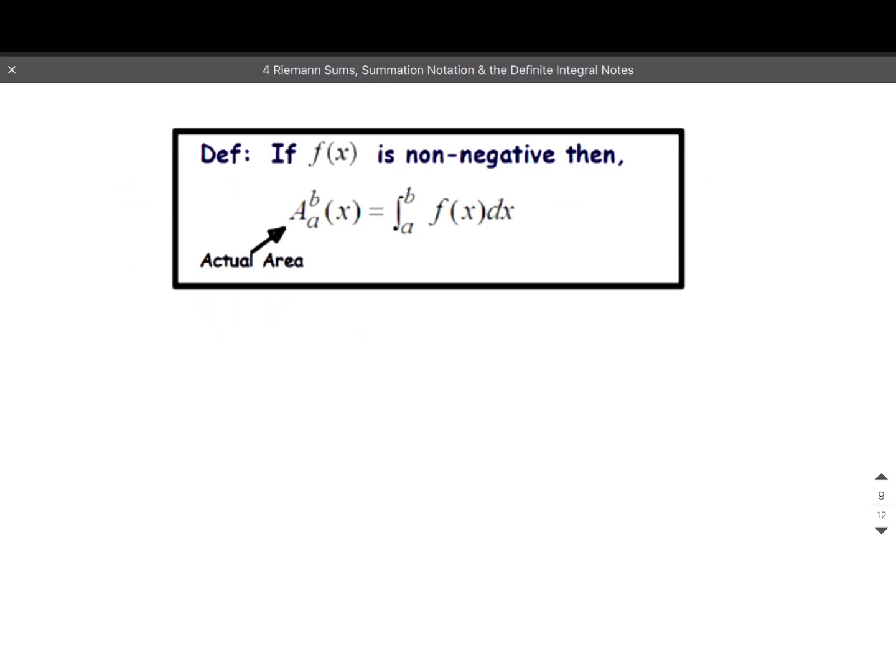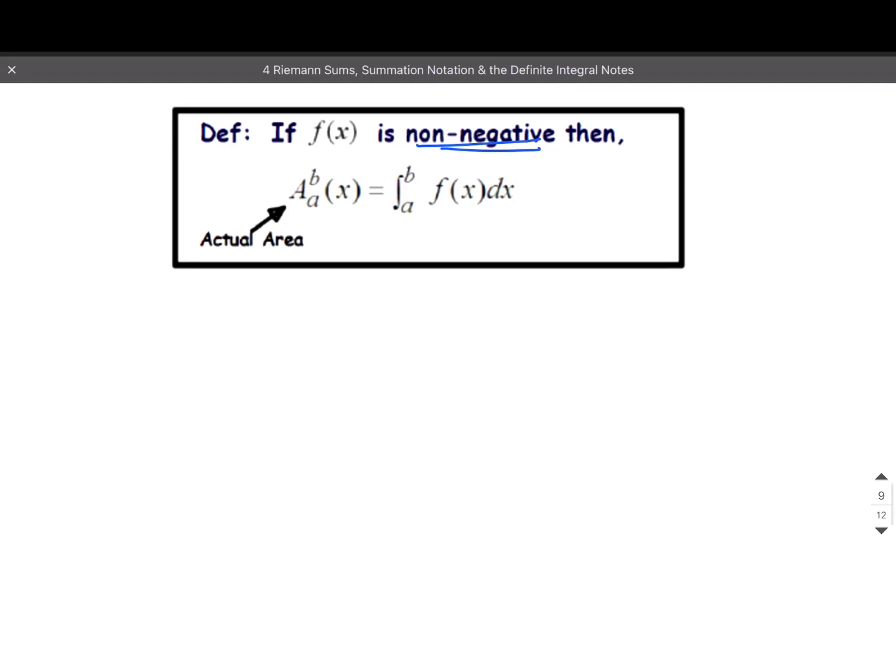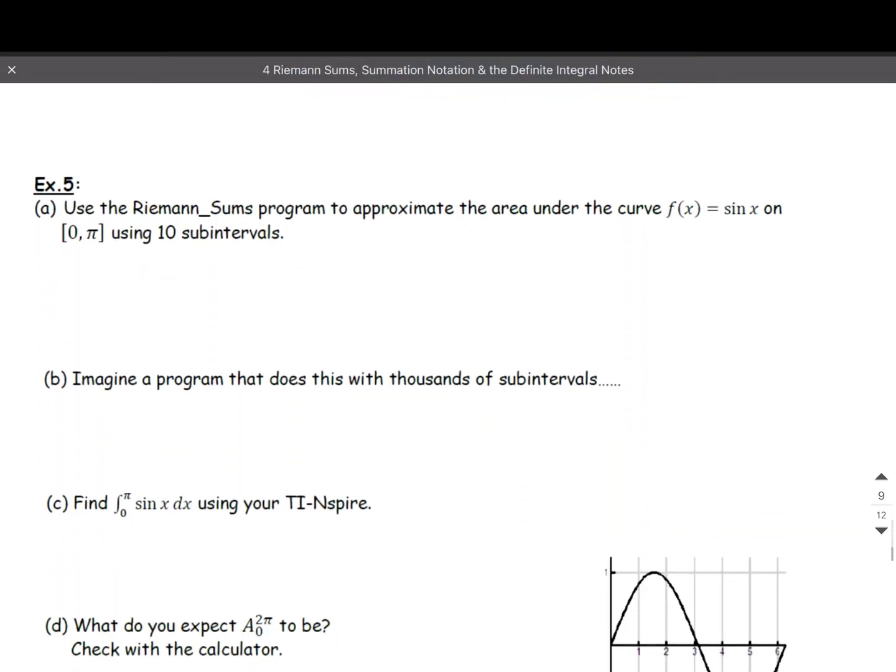Now, a little note here. If f of x is non-negative, notice it says non-negative. That means positive or 0. Then the actual area from a to b is the integral from a to b of f of x dx. That's pretty cool, right? We were doing that for the most part. But notice it says non-negative. So what happens when f of x is negative? Let's see if we can't figure this out.